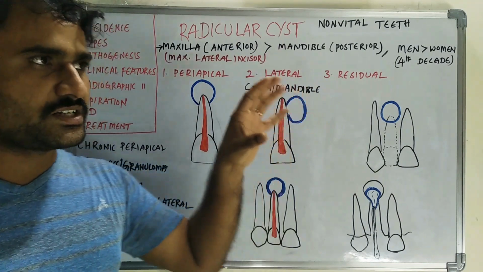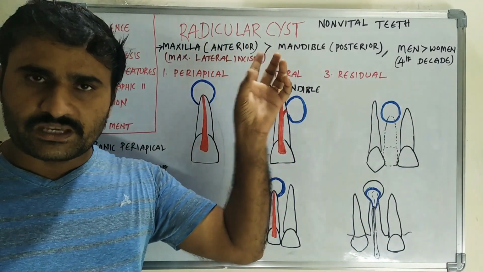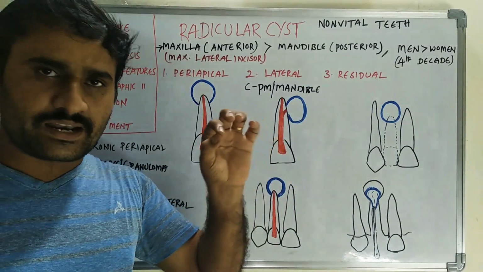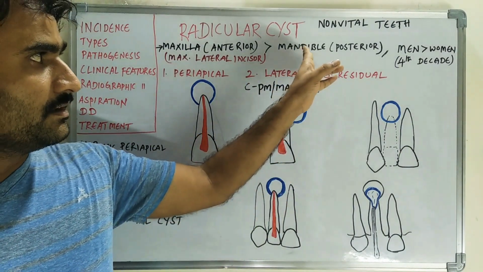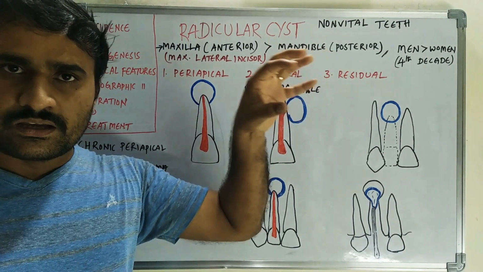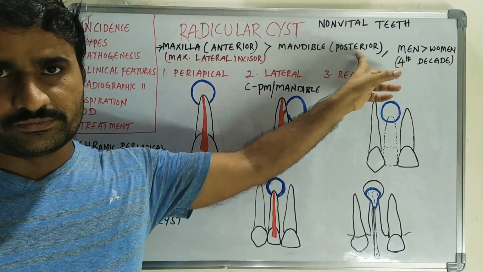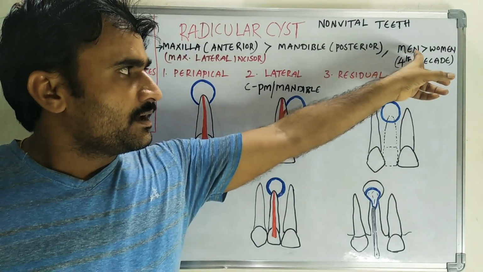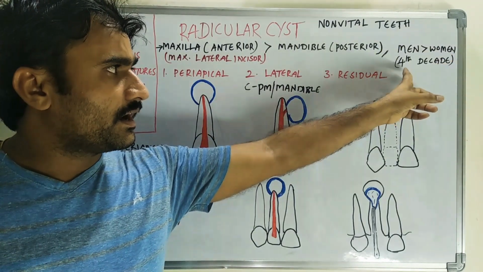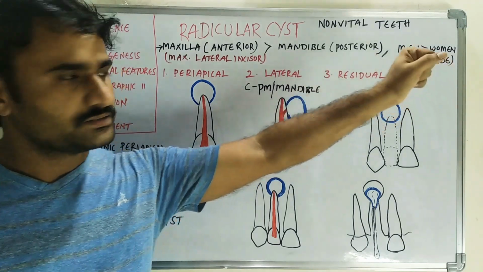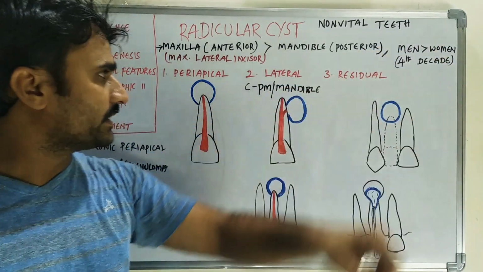Incidence: radicular cyst is more common in the maxilla. In the maxilla, it is more common in the anterior teeth, that too the maxillary lateral incisor, than in the mandible, right? When it comes to the mandible, the posterior region is the most commonly involved, and a slight male predilection is there. It involves mostly the fourth decade, right? It occurs mostly in the fourth decade.